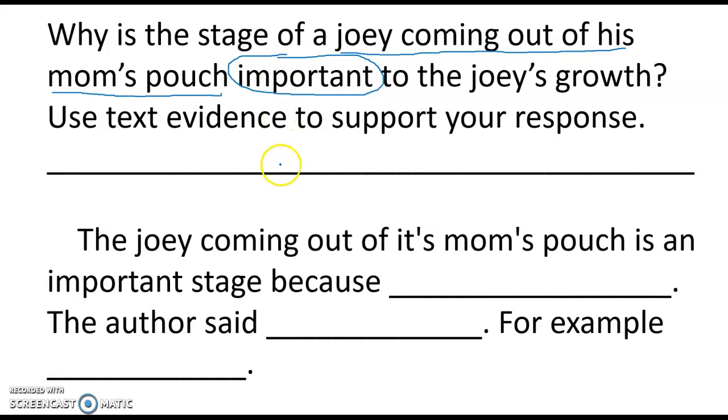I gave you some sentence starters, so notice the first thing I did was I restated. The joey coming out of its mom's pouch is an important stage because this is where you'll answer. So I've restated for you. Now you need to answer the question. Then I took 2 sentence starters for text evidence. So I said, the author said, and I also said, for example. So this is where you're going to pull actual pieces from the text to show that that stage is important.